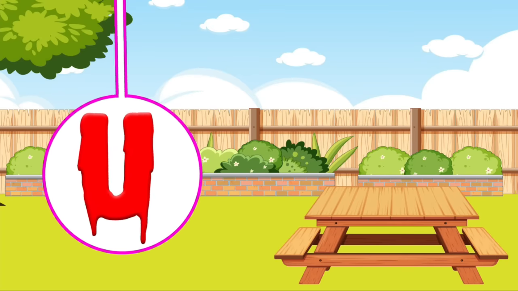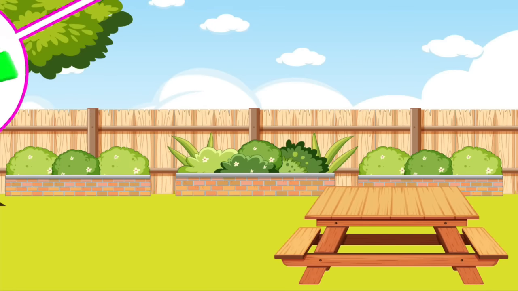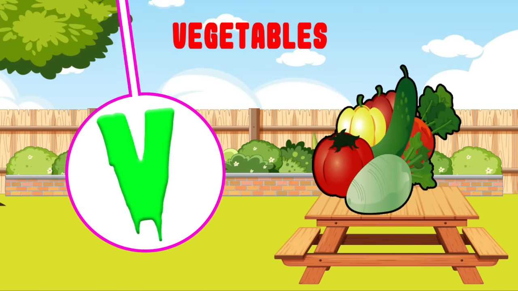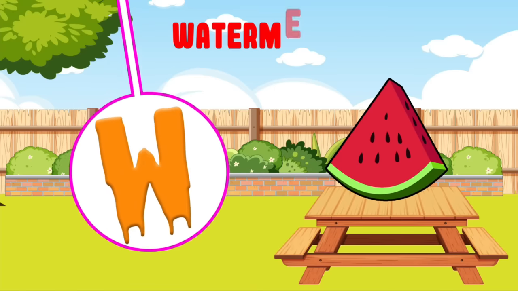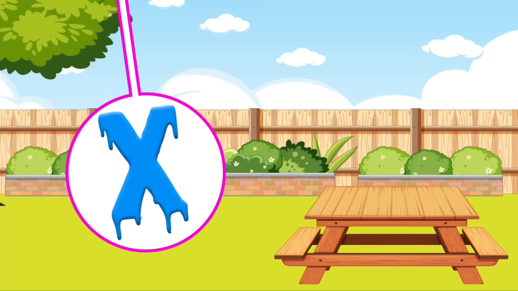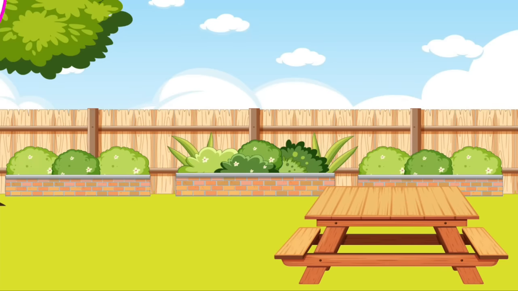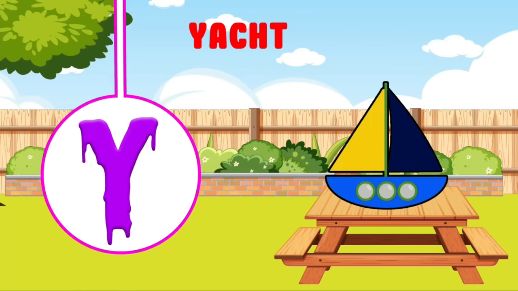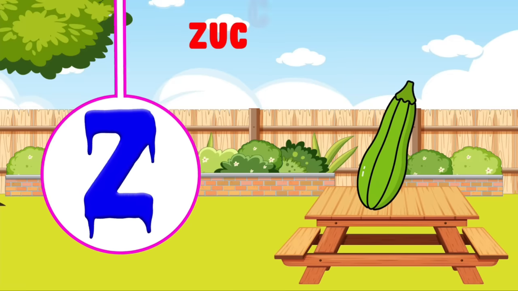U. Letter U is for utensil. V. Letter V is for vegetables. W. Letter W is for watermelon. X. Letter X is for extra fish. Y. Letter Y is for yacht. Z. Letter Z is for skinny.